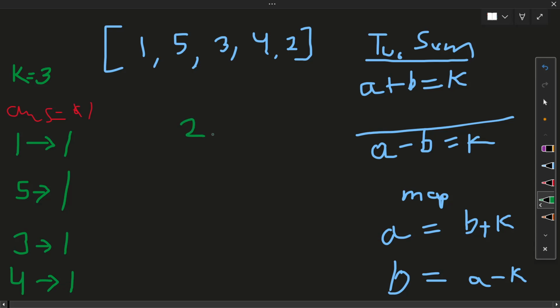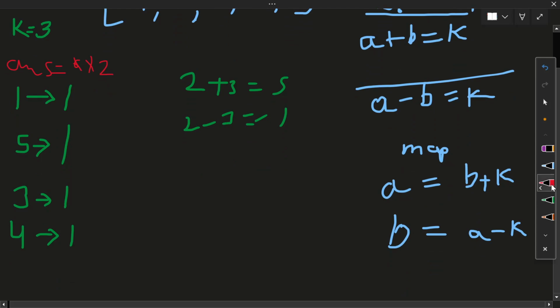Next we have 2. So we need to check whether 2 plus k, which is 5, is present. Yes, 5 is present. And what about 2 minus 3, which is minus 1? No, it is not present. So we need to increment our answer. Then store 2.